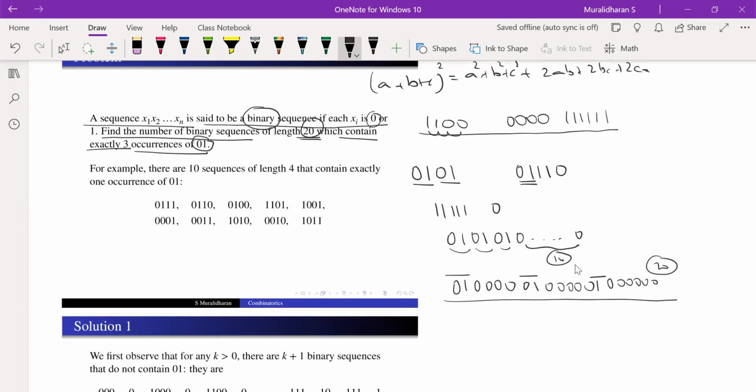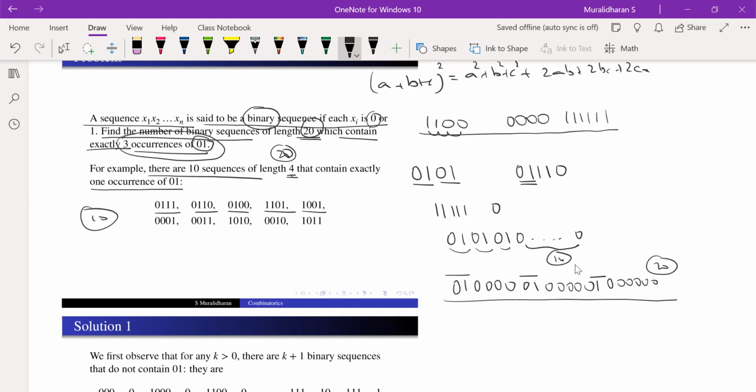Correct? Suppose I want the number of sequences of length 4 that contain exactly 1 occurrence. I have this one, this one, this one, this one. I have only 1, 2, 3, 4, 5, 6, 7, 8, 9, 10. There are only 10 such sequences. But I want length 20 with exactly 3 occurrences of 0, 1. Of course, doing it by brute force will be difficult.